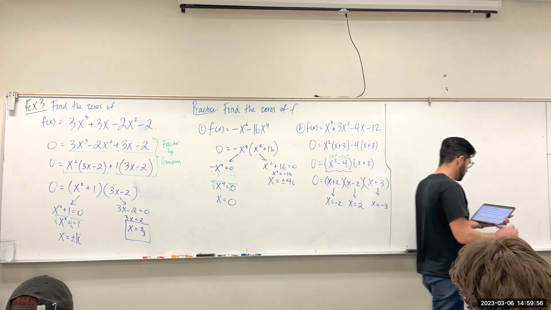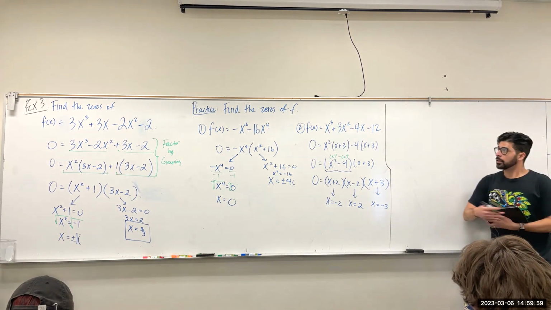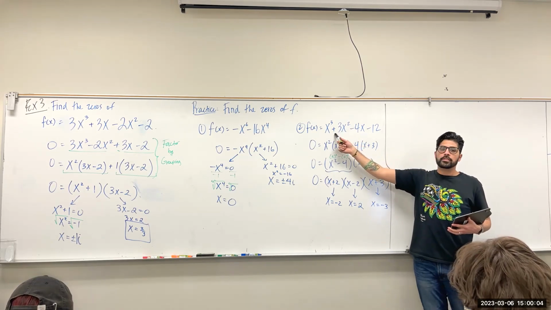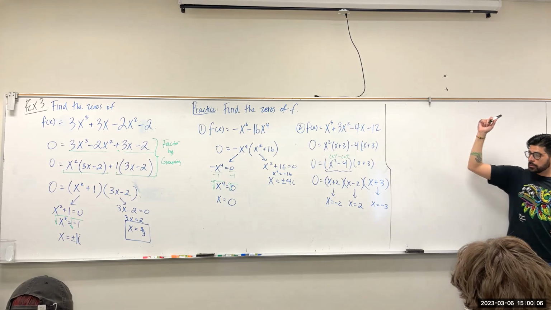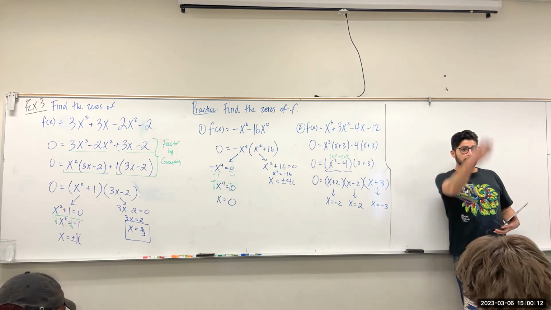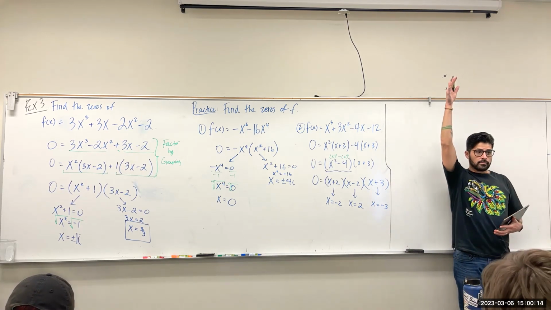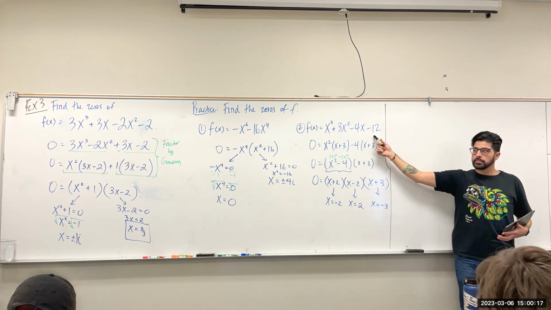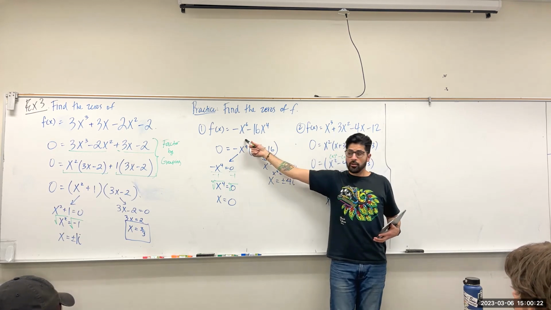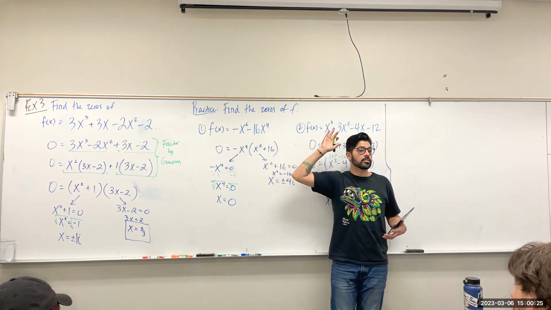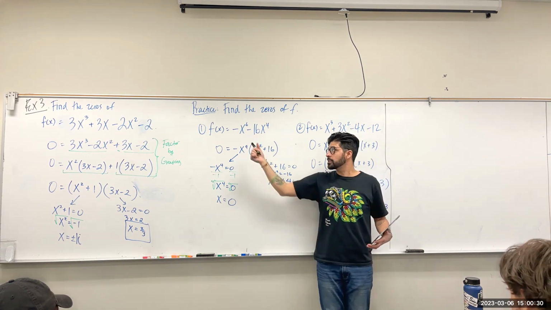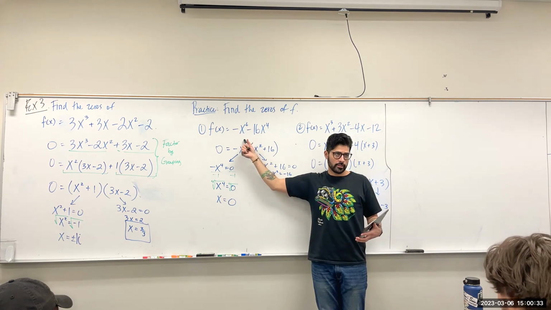Okay. So from the algebra we did here, where is it crossing the x-axis? Right here, right? Where is it crossing the y-axis? -12, the constant term. Where is it crossing the x-axis? 0 only. Where does it cross the y-axis? At 0 as well. So in this case, the x-intercept is also the y-intercept.